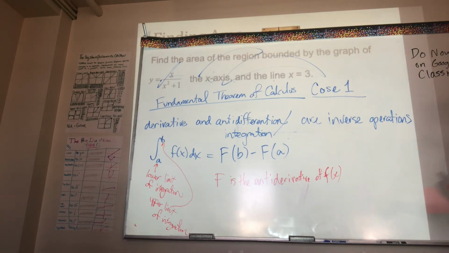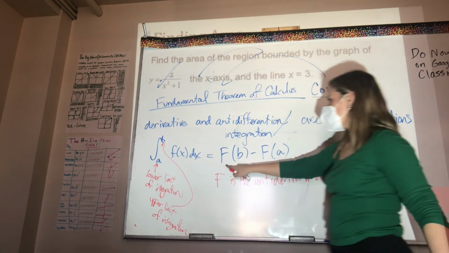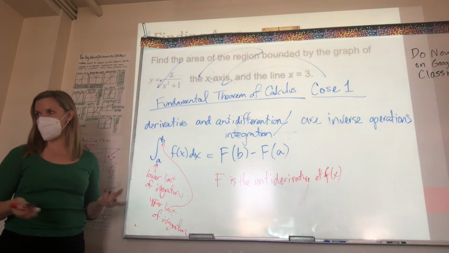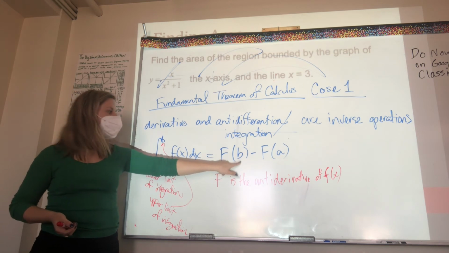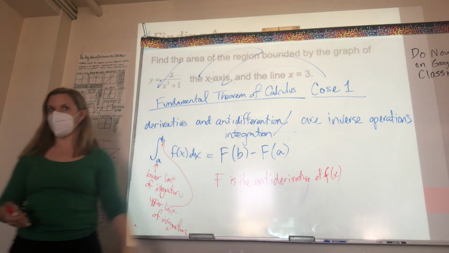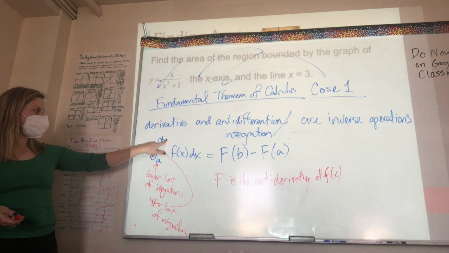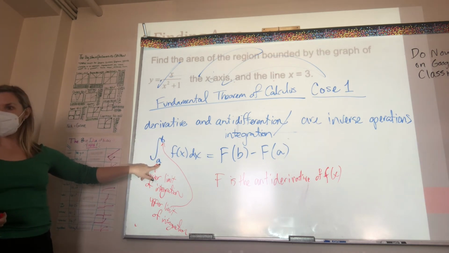So we can think of it as the antiderivative of little f is big F. Practically, when you look at this, you integrate the function and then you plug in the top number minus plug in the bottom number. Does that mean numerator and denominator? Nope. The top number is just the number that's up here, and the bottom number is the one that's down there.